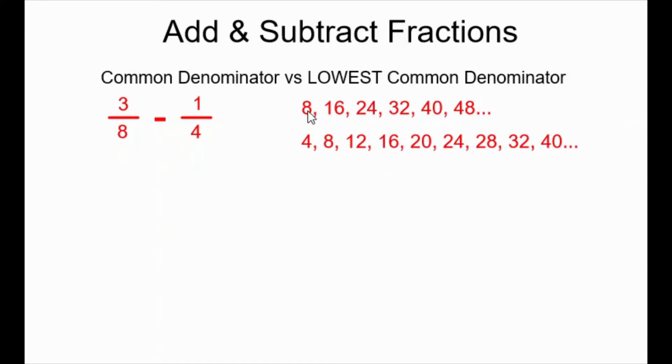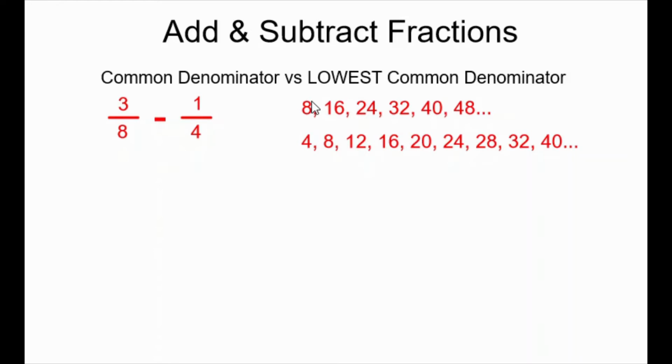For 8, we have 8, 16, 24, 32, 40, 48, and it keeps going. For 4, we have 4, 8, 12, 16, 20, 24, 28, 32, 40, and it keeps going. I didn't have to make such a long list, but I chose to for the purposes of this example.